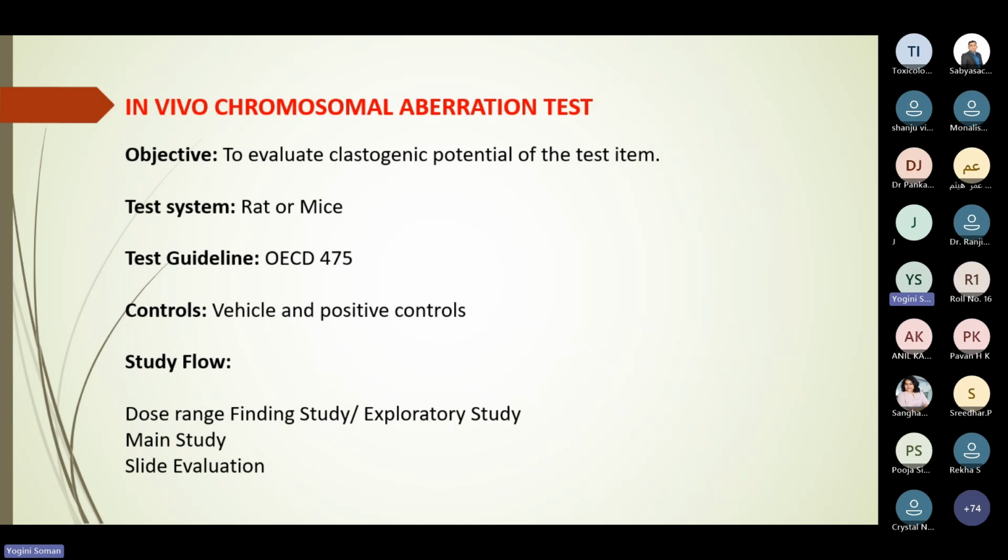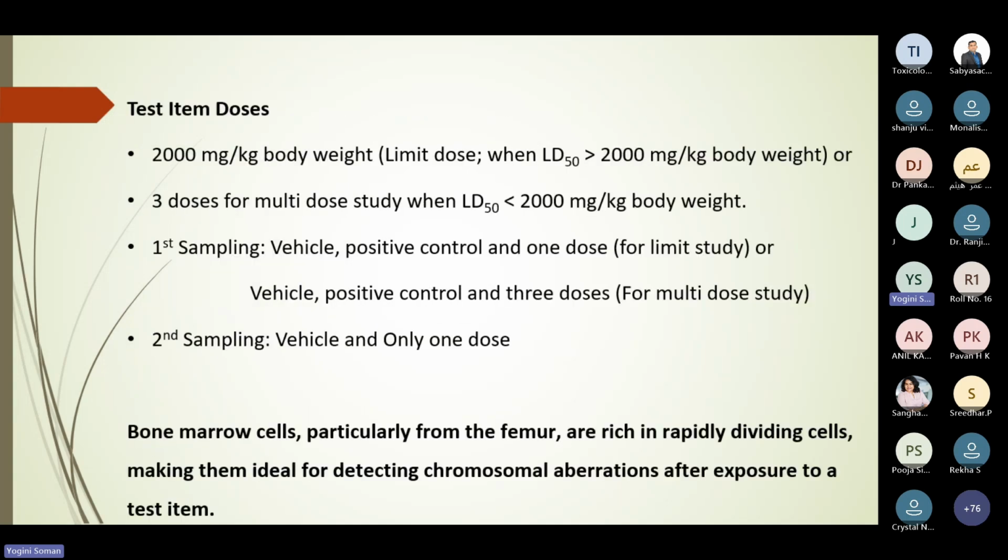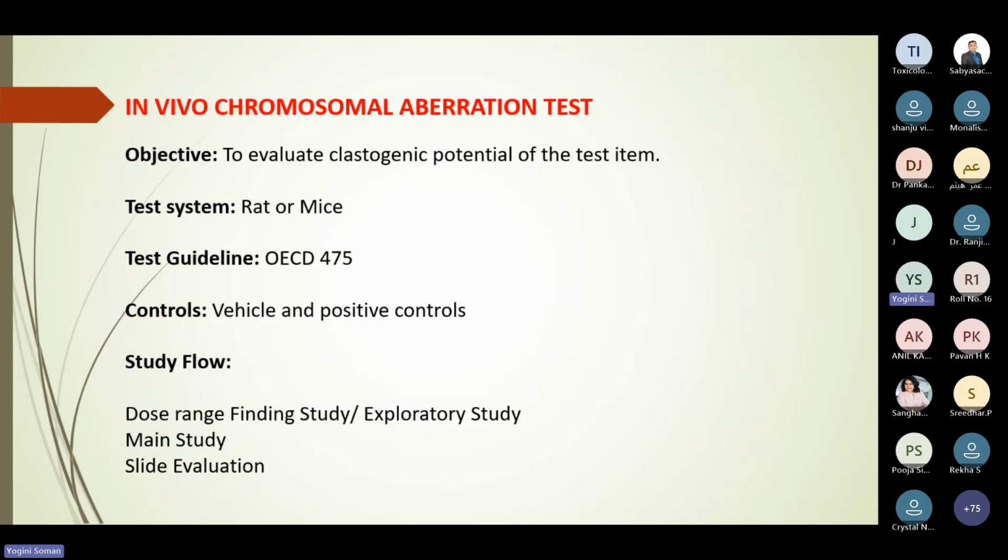So you can check the reported literature or published data for the LD50 value. If LD50 is greater than 2000 mg per kg body weight, then there is no need to conduct the dose range finding study. If LD50 is less than 2000 mg per kg body weight, then you have to conduct the dose range finding study with multiple doses with both male and female mice. So the first part is a dose range finding study, or the exploratory study.